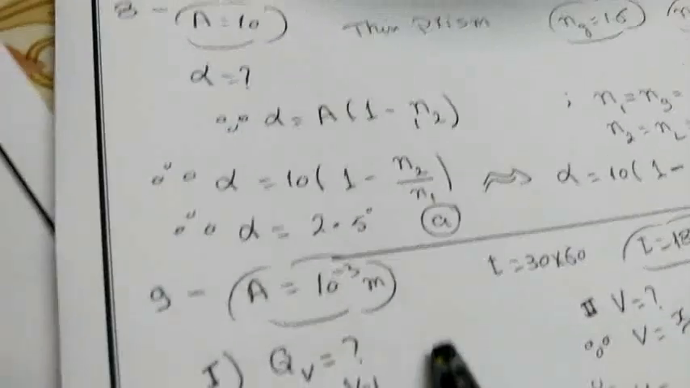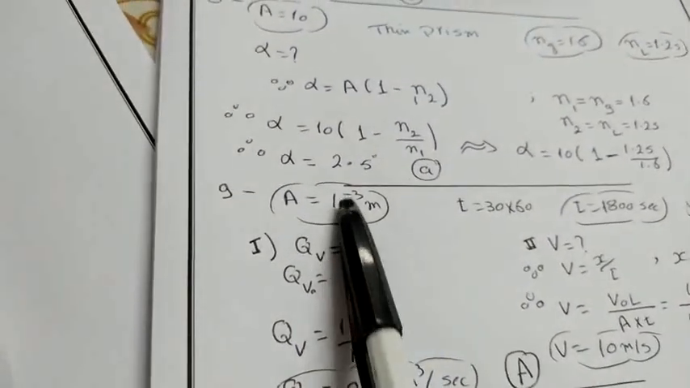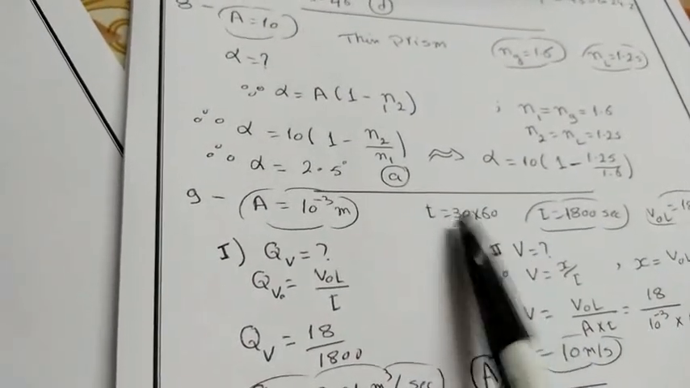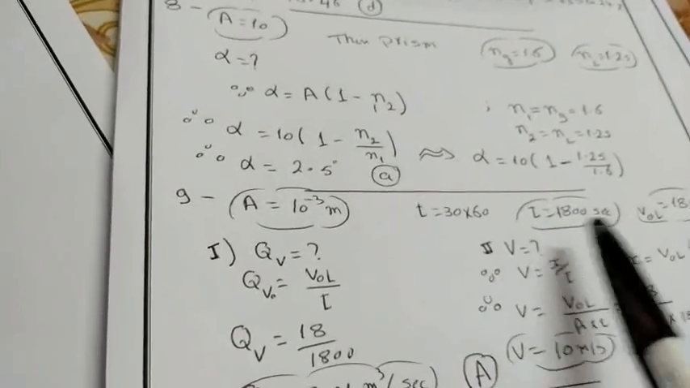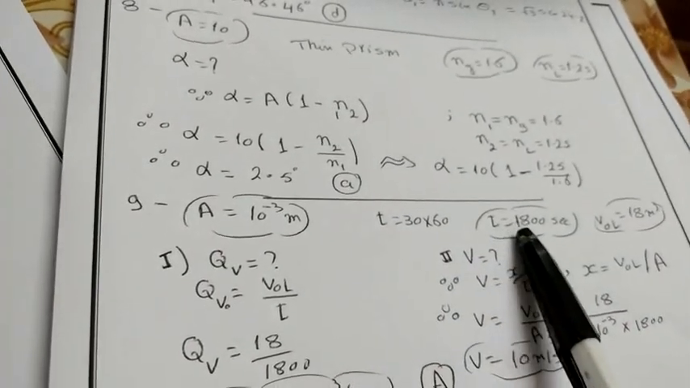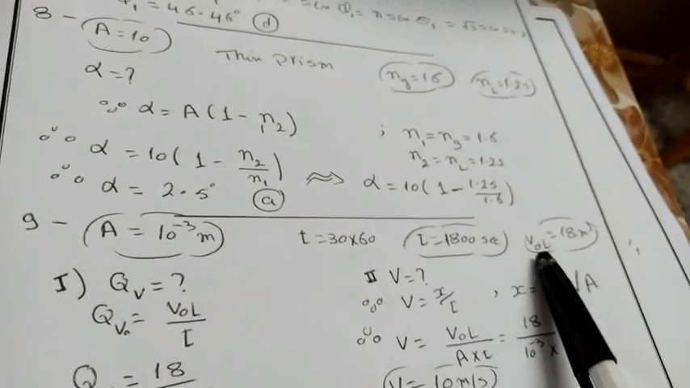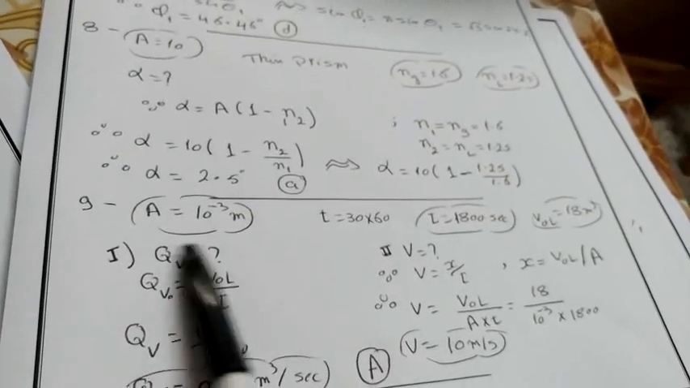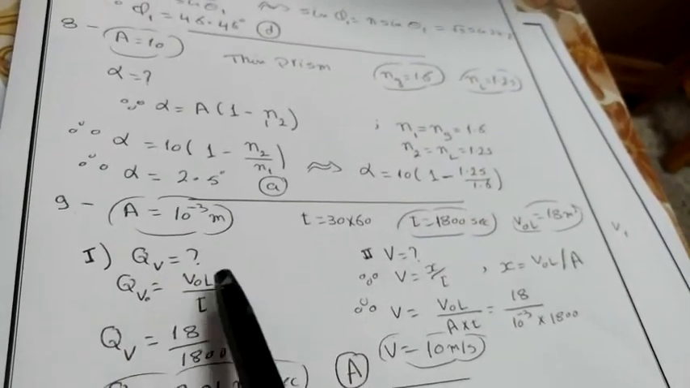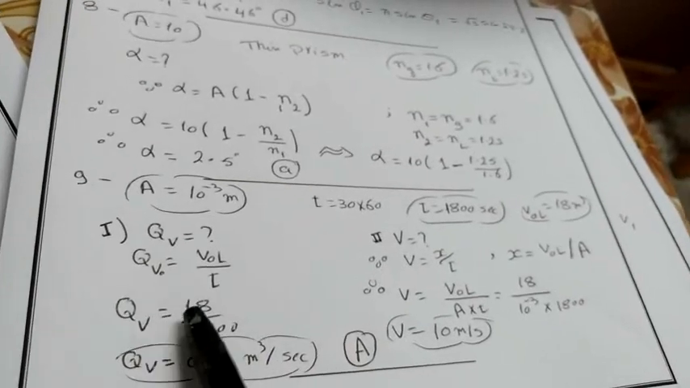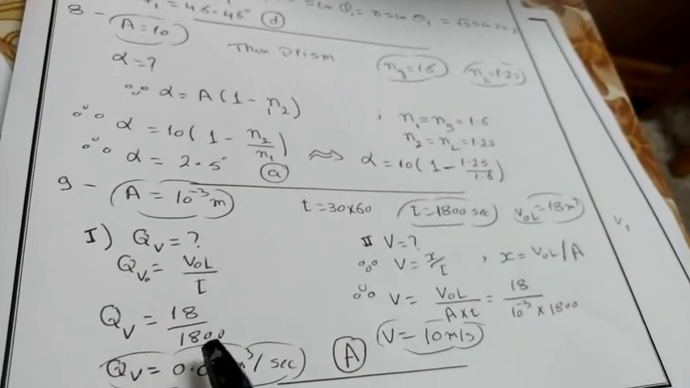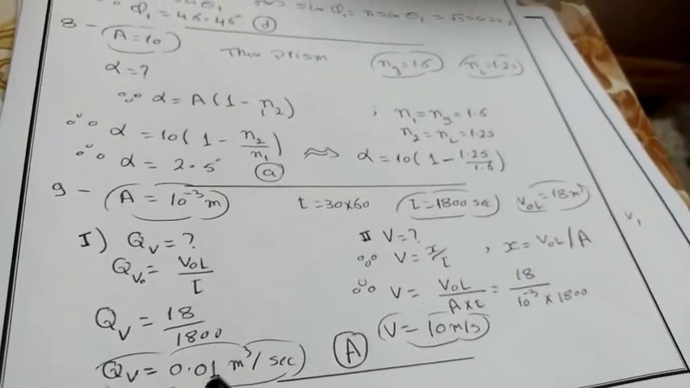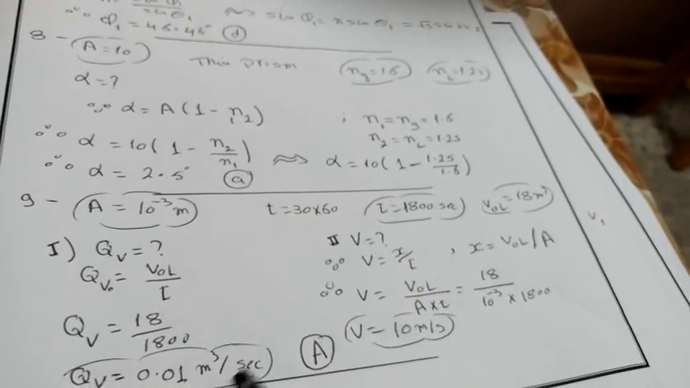First, we have area, which equals 10 power negative 3 meter squared, time 30 minutes, but we have to convert it into seconds. Time times 60, so time equals 1800 seconds. The volume equals 18 meter power 3, so volume flow rate, which equals volume over time, so volume flow rate equals 18 over 1800. So volume flow rate will be equal to 0.01 meter power 3 divided by seconds.